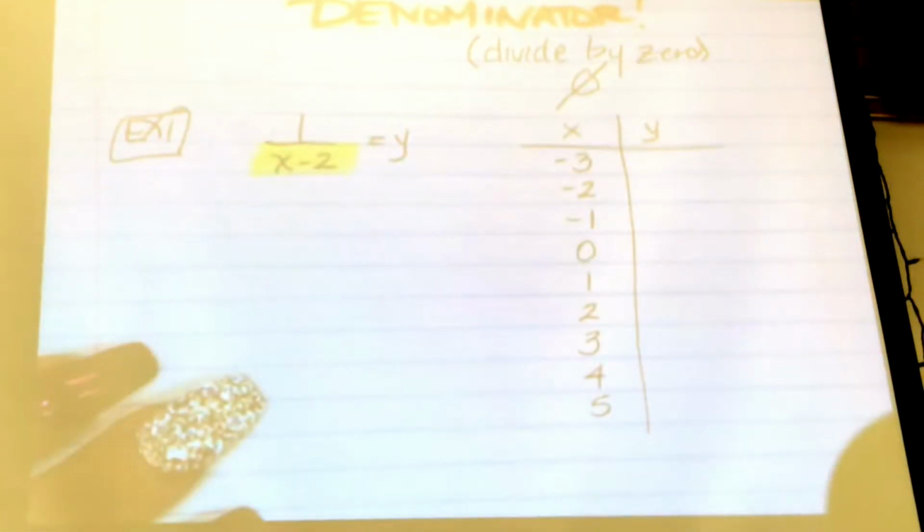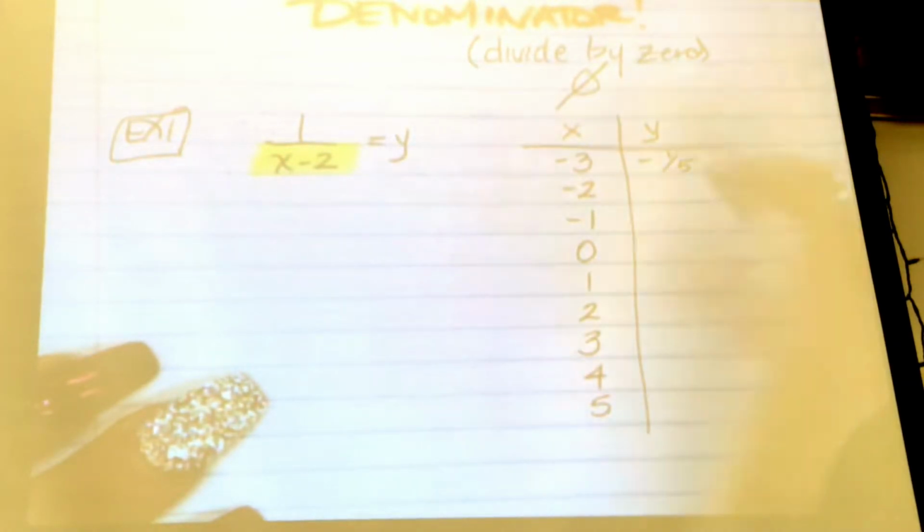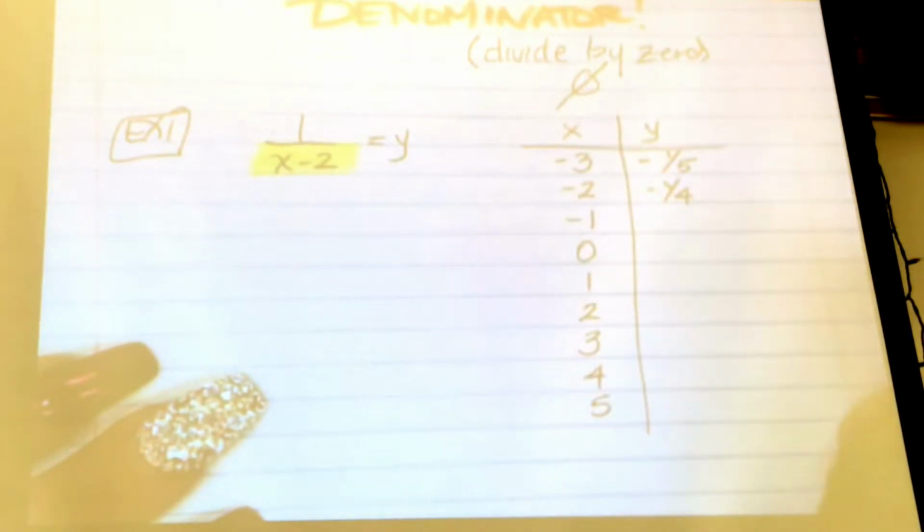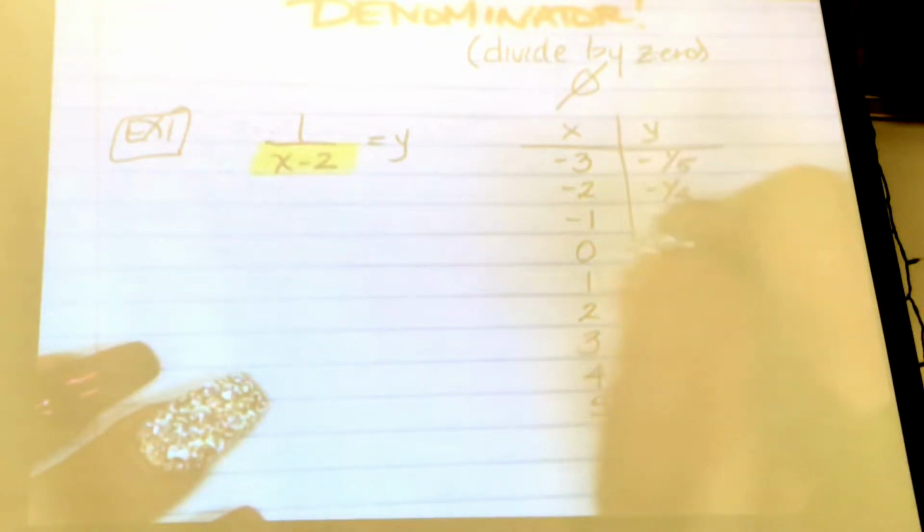Now this whole function equals y. Now we're just going to plot in some points. So I plug in -3 here, -3 minus 2, that's -5, so that's going to be -1/5. If I plug in a -2 here, -2 minus 2, that's -4, so that's a -1/4. -1 minus 2, that's -3, so that's -1/3.